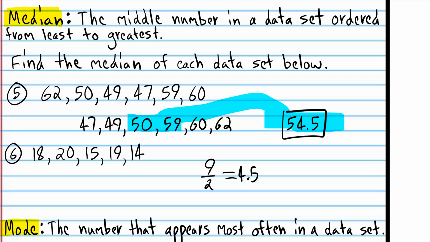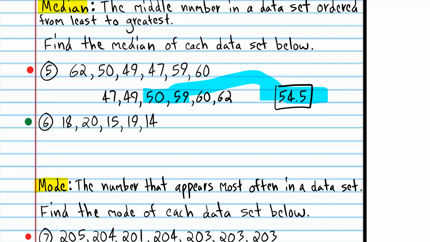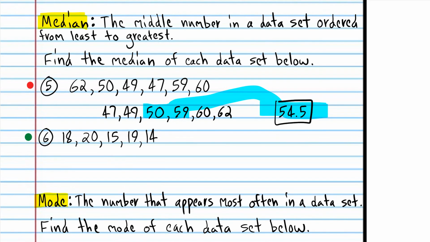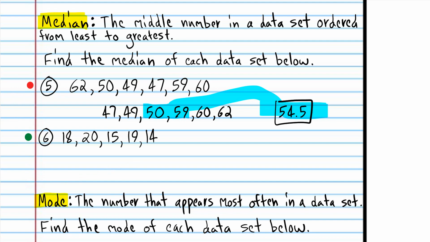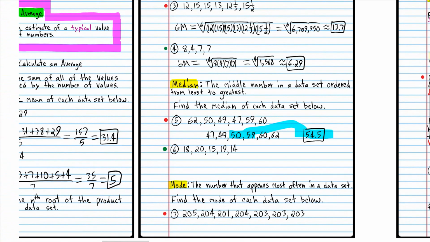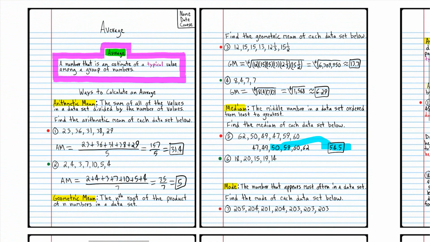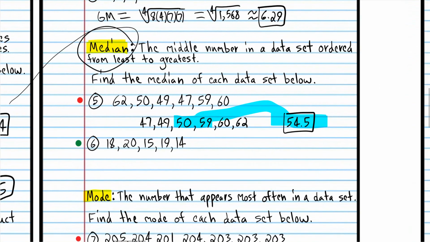That's the same thing as the arithmetic mean, except we're just adding 4.5 to the smallest number. Anyway, I think you get the point. 54.5 is right in the middle. So the median is the middle number, quite literally the middle number. Now remember, the average is usually somewhere in the middle of the numbers, but the median actually is the exact middle value.